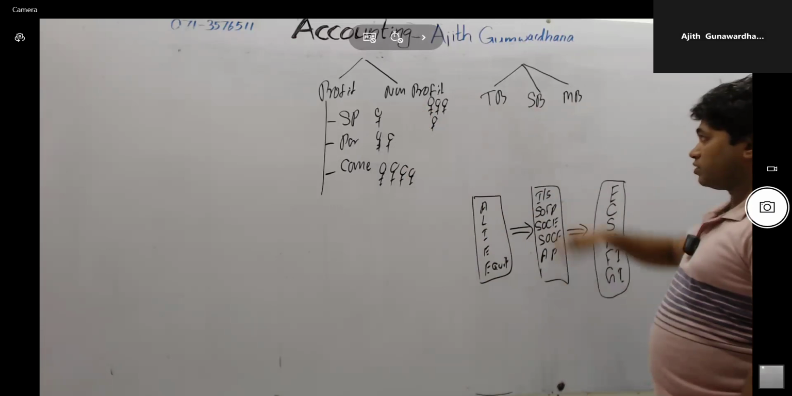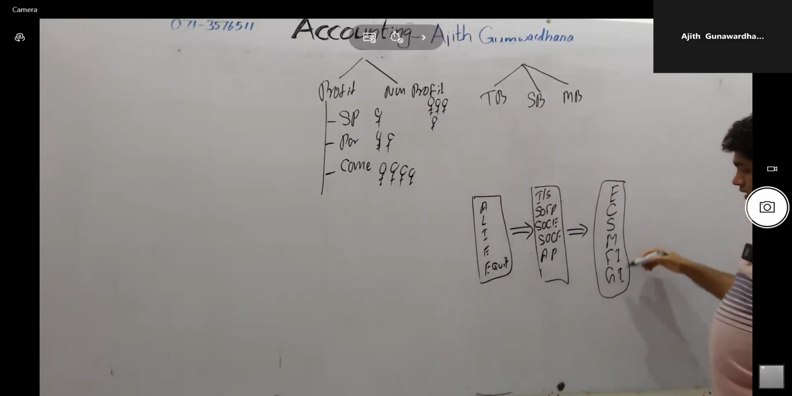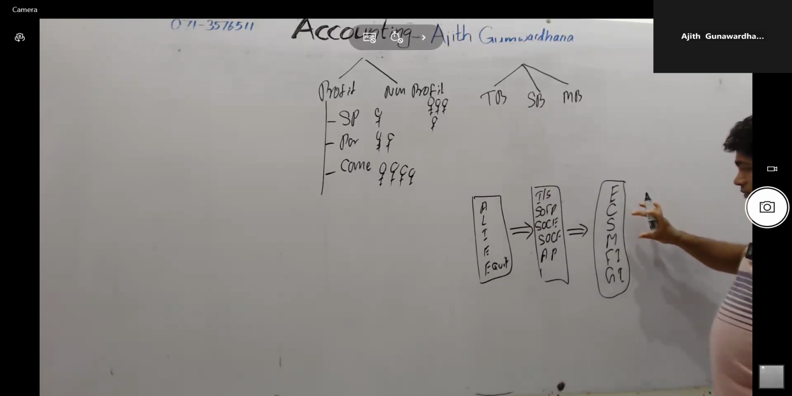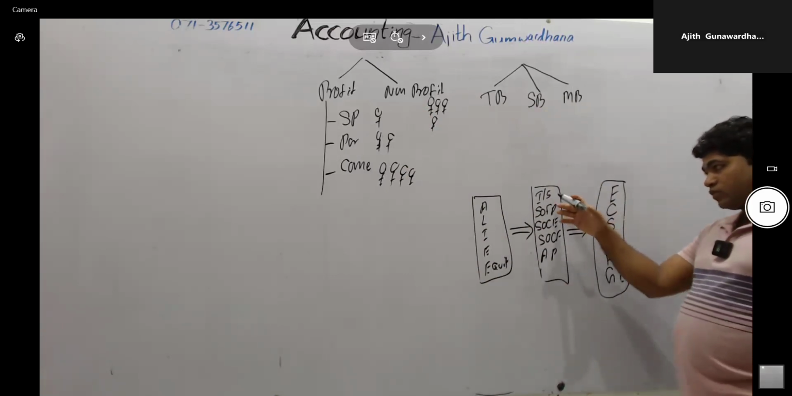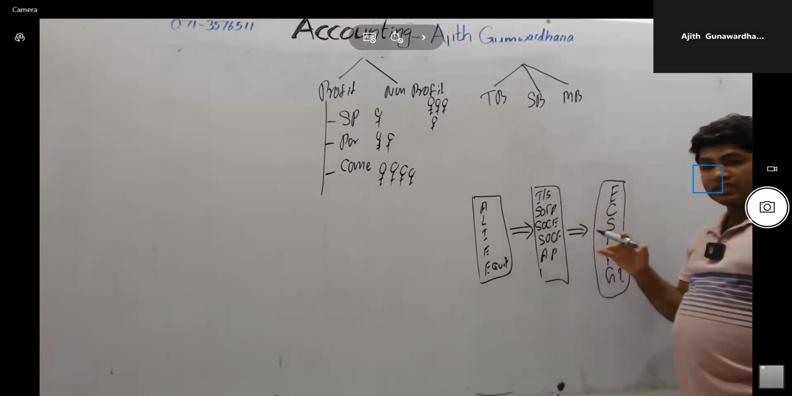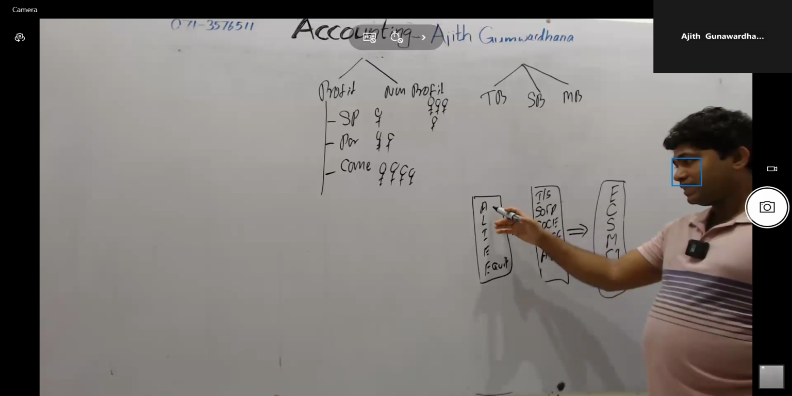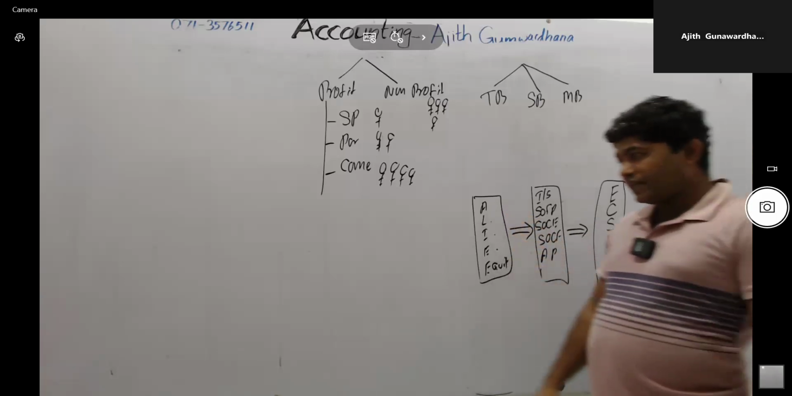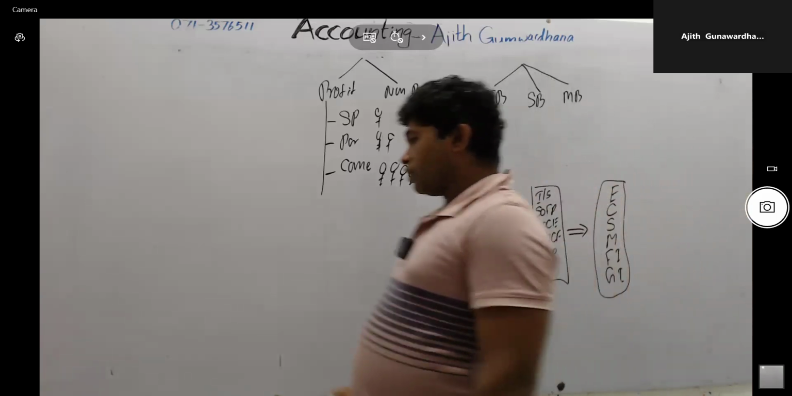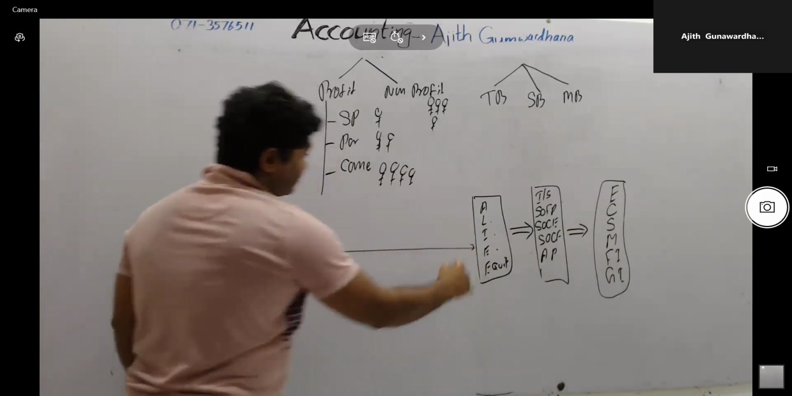We are going to discuss the business organization. Our duty is to provide information to the interested parties, and to do that we have to prepare financial statements. Therefore, financial statements include assets, liabilities, income, expenses, and equity. Therefore, we are going to discuss how to prepare those financial statements for each and every business organization. This is a path.